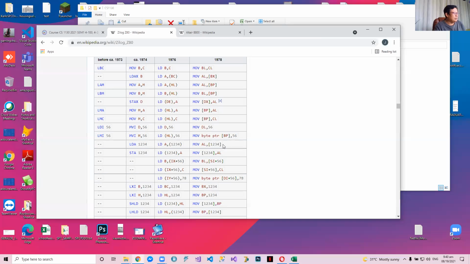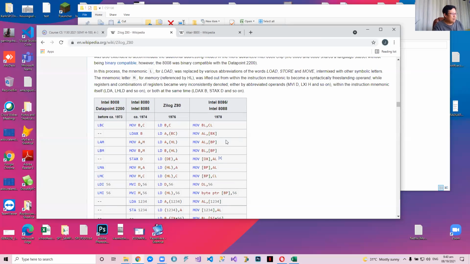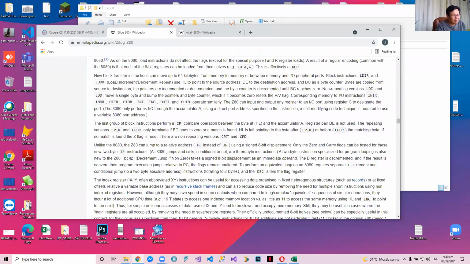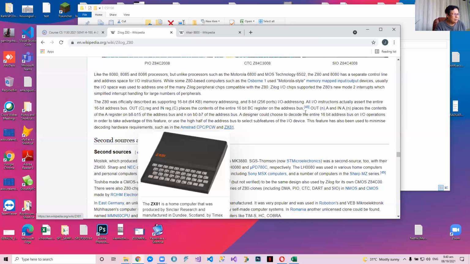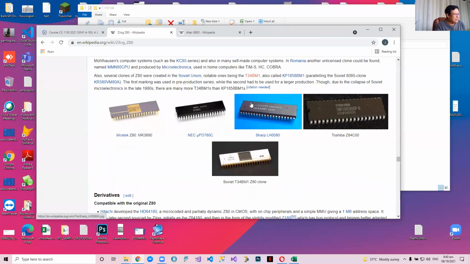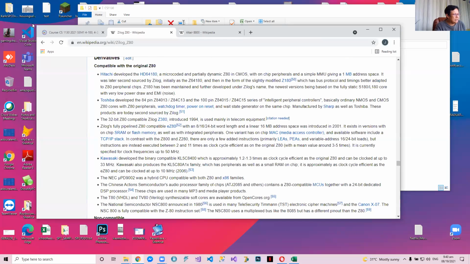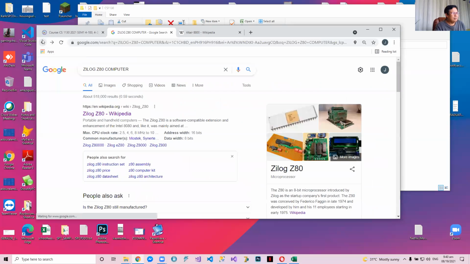Look at the assembly language. It looks like the old PDP-1 and do you follow? So the Zilog Z80 is the first computer with an operating system. Okay, it runs on tapes.